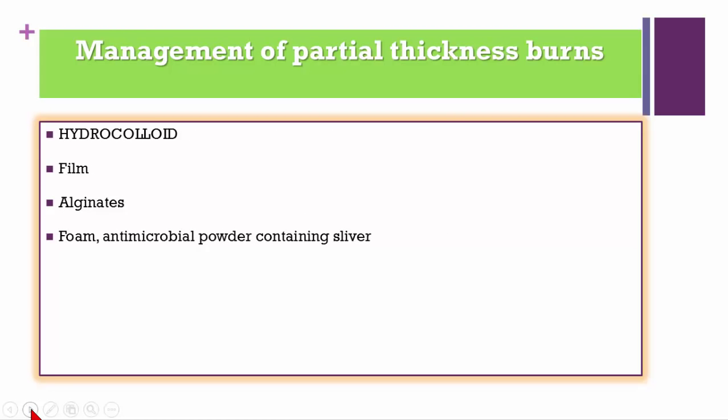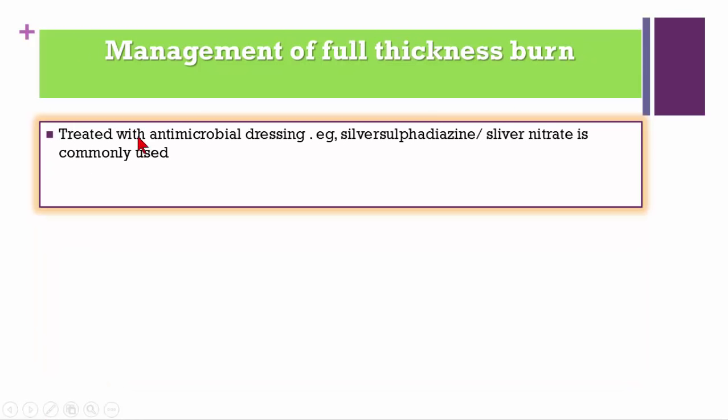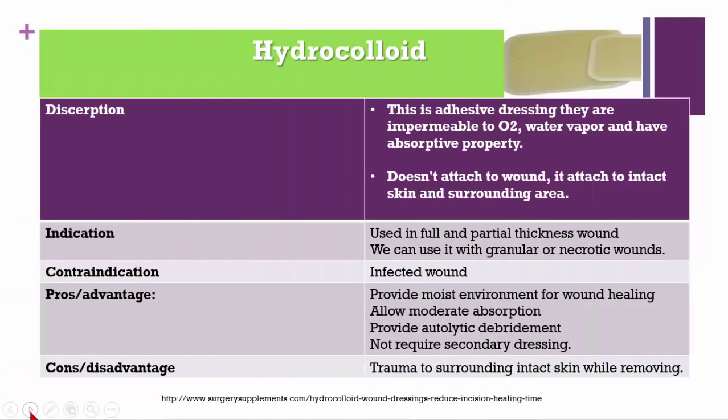Now we are going to see about partial thickness burn. Partial thickness burn is treated by hydrocolloid film, alginates, foam and antimicrobial powder which contains silver. In the management of full thickness burn, we use antimicrobial dressings like silver sulfadiazine or silver nitrate, which is commonly used. So first of all, we are going to see about the burns dressings.